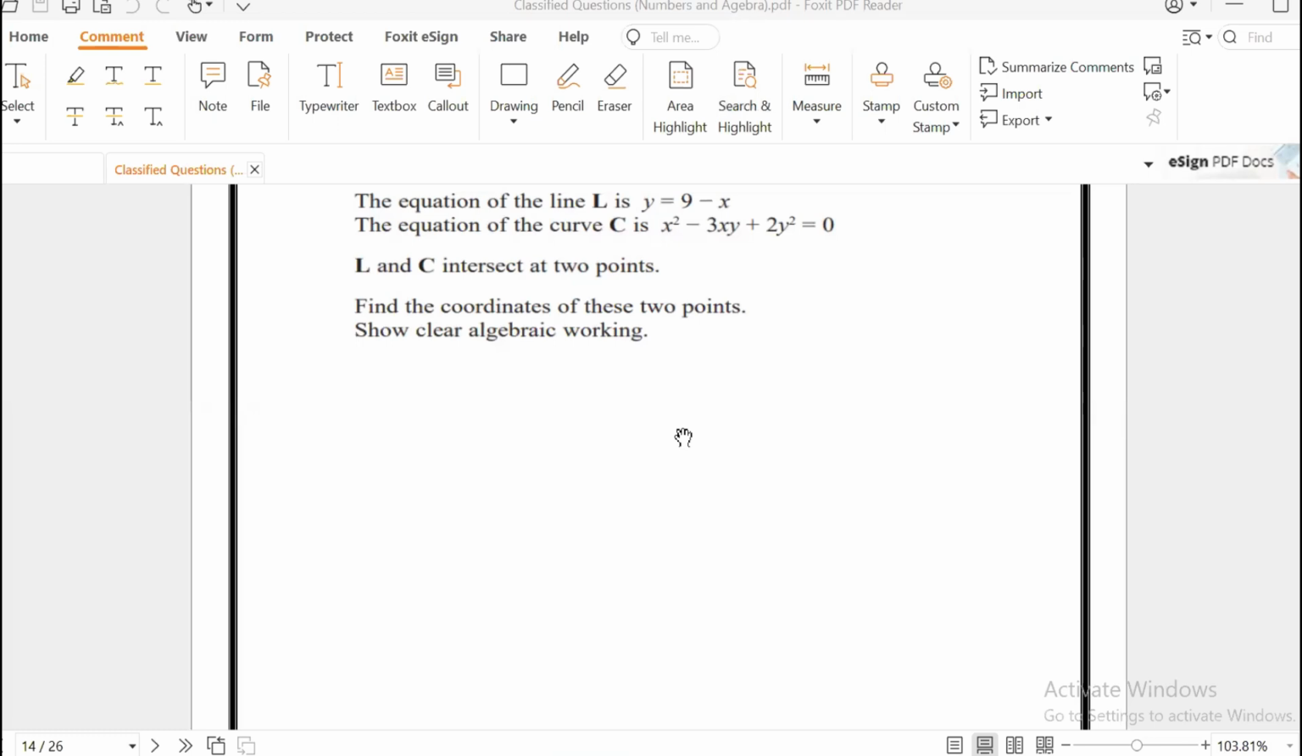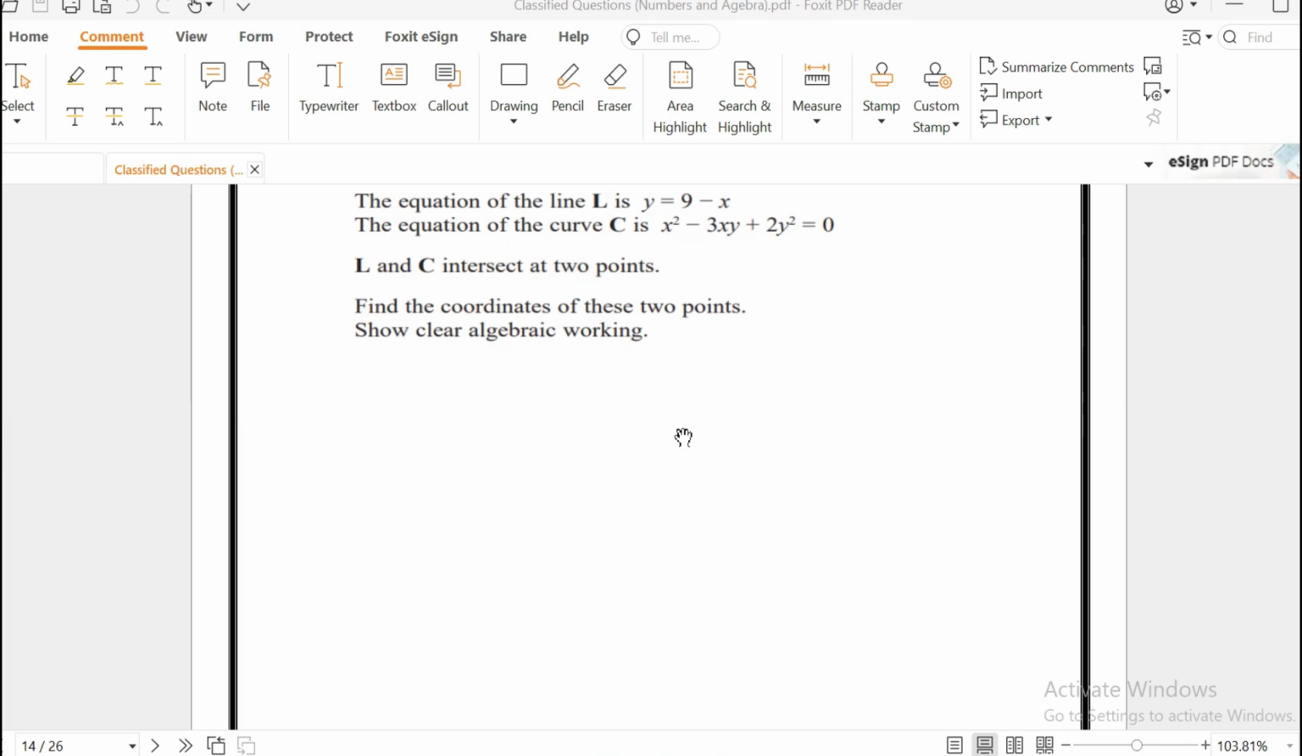Next question, we have an equation of a line. It is L, and that is y is equal to 9 minus x. And the equation of the curve C is x squared minus 3xy plus 2y squared equals 0. So L and C intersect at 2 points. Remember that this is one linear and one quadratic.